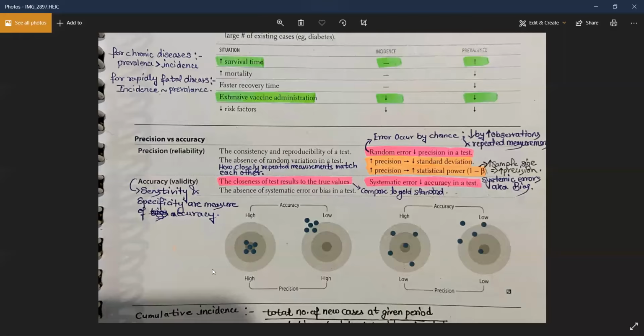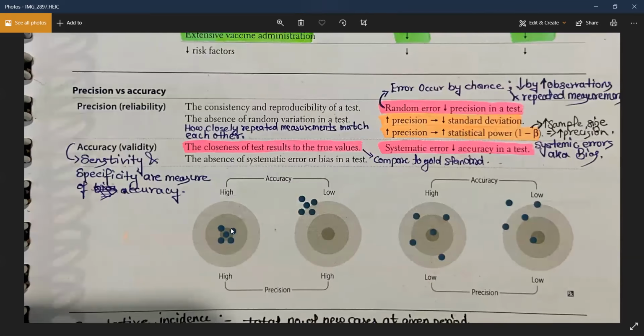So now look at the examples. In example one, you can see that your test has a very high accuracy because all the values are lying very close to the original test. This is the center, and it shows that the values are very accurate to the original test. All the values are very close to each other, so you can say that the test has a very high precision. At the same time, the values are very close to the previous test, so the test is also very accurate. A very high accuracy and a very high precision.